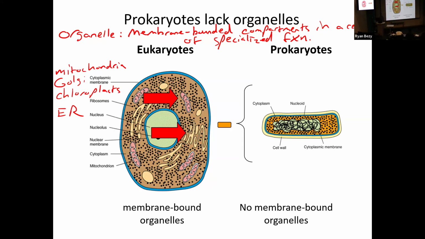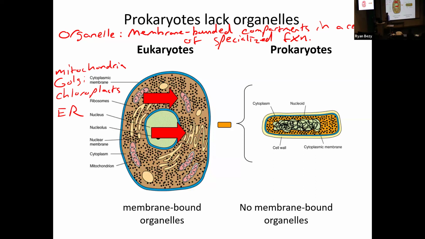What's the specialized function of chloroplasts? Photosynthesis, although specifically the light reactions of photosynthesis, not necessarily all of it. So we have these different organelles that have these different specialized functions. Is the nucleus an organelle? Yes. And the nucleus' specialized function is anything related to DNA, in essence.